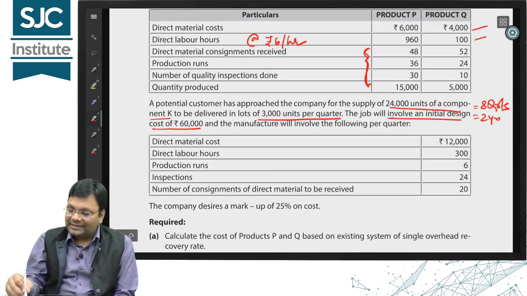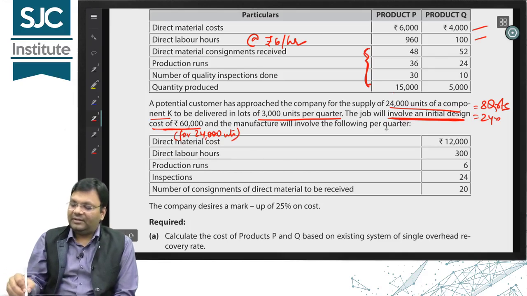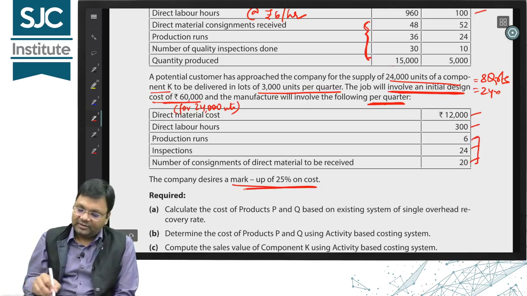See, it is an initial design cost, so it is a one time cost, applicable to all 24,000 units. For 24,000 units it is a one time design cost, but these details are given per quarter. Per quarter means these details are for 3,000 units. We have material costs, labor hours, production runs, inspections, and number of consignments of direct material received. The company desires a markup of 25% on cost. So we can add that in cost, not a problem.